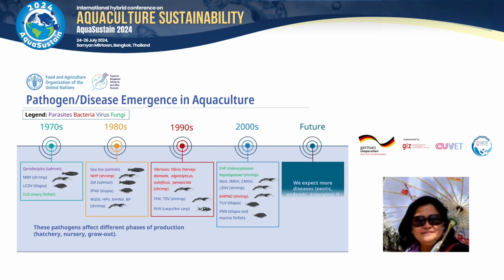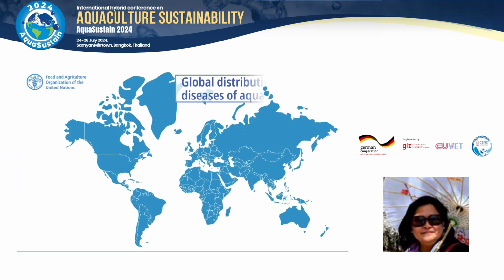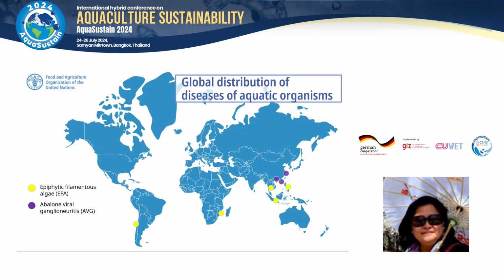Unless biosecurity measures are put in place at farm and governance levels, we can expect more exotic, endemic, and emerging diseases to challenge the aquaculture sector. This is how the global distribution of diseases of aquatic organisms looks.